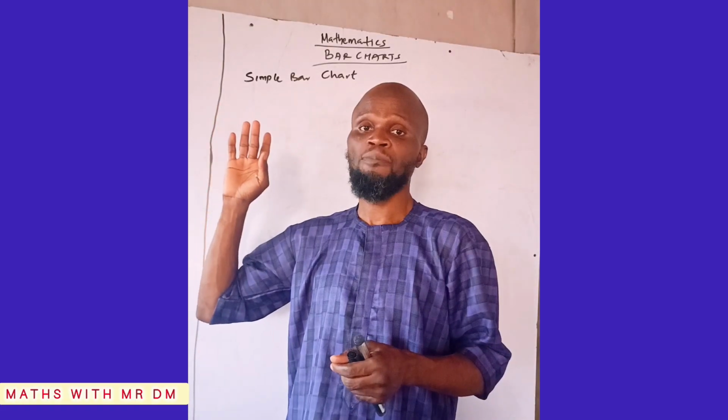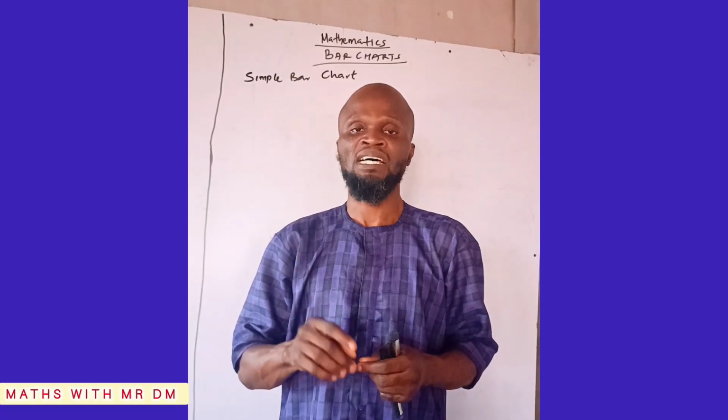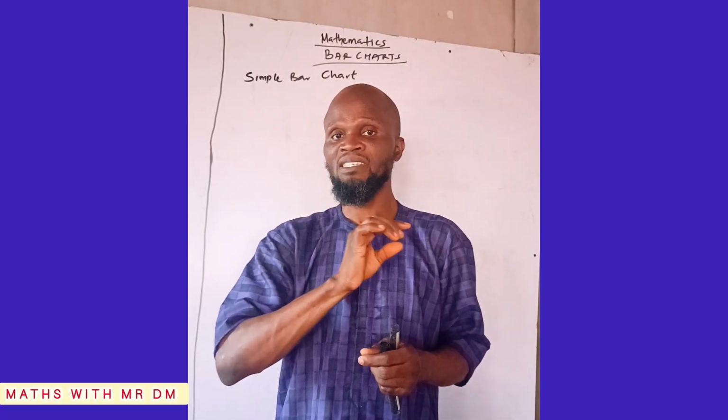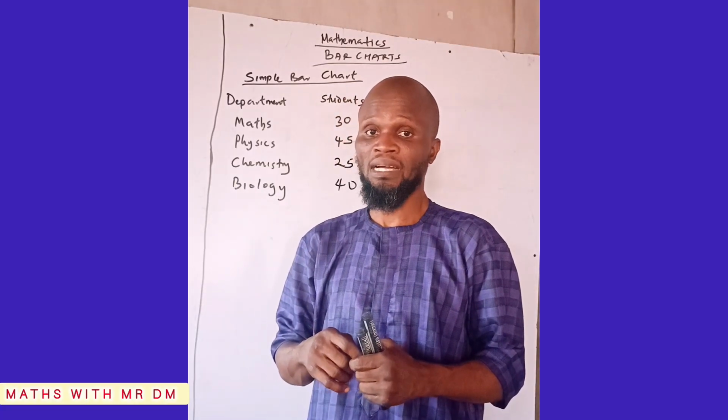Today we are learning bar charts, the types, and how to understand them in a very simple way. Let's go. The first type of bar chart we'll be talking about is a simple bar chart. A simple bar chart is a diagram that's used to represent one variable across different categories using a rectangular bar. Each bar shows one value per category.